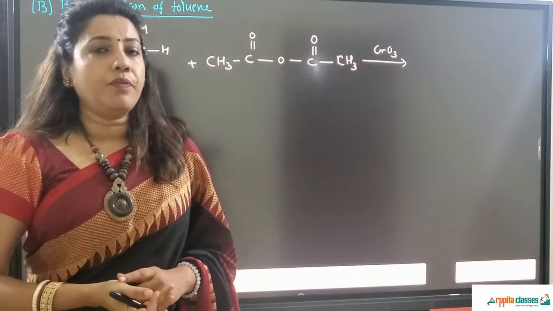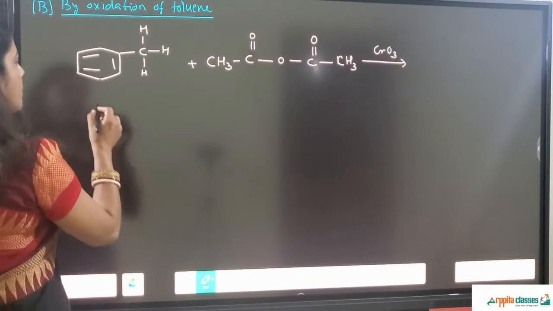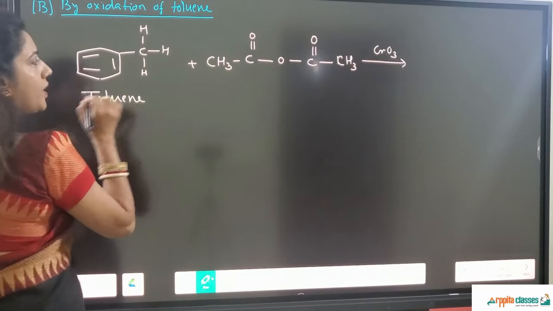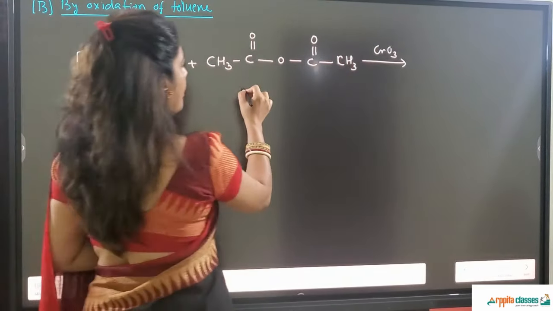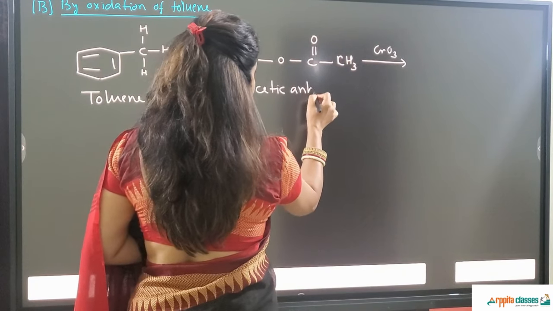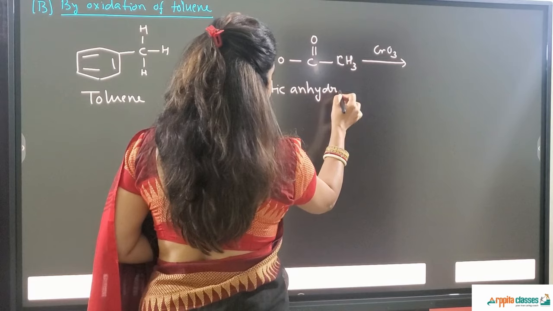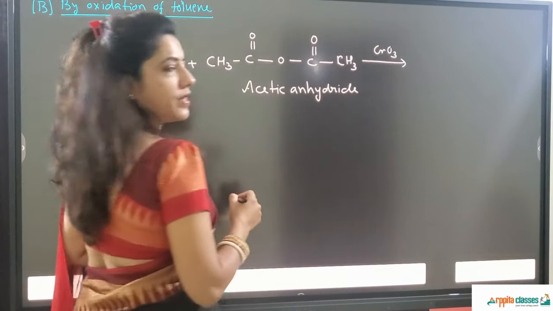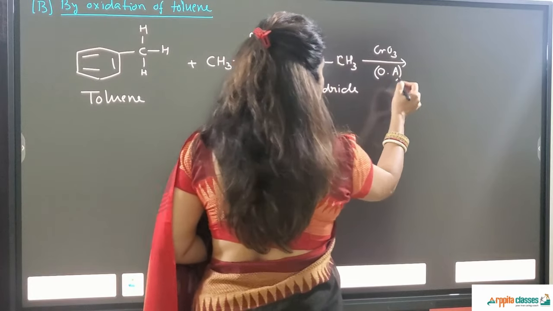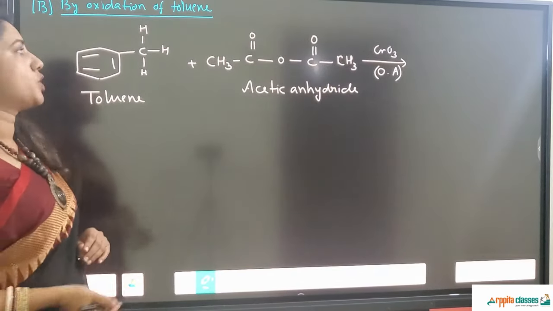The next reaction for the preparation of aromatic aldehyde is from toluene again. Our substrate is again toluene, and now we are treating this with acetic anhydride. So basically this is an anhydride, and we are giving CrO3, which is an oxidizing agent. So again toluene will be oxidized to benzaldehyde.